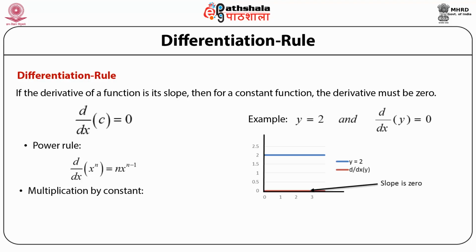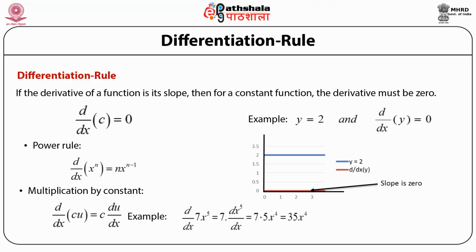Multiplication by a constant: d over dx of c times u. If c is the constant, then it can be written as c times du by dx plus u times dc by dx. Since dc by dx is 0, it only ends up as c times du by dx.